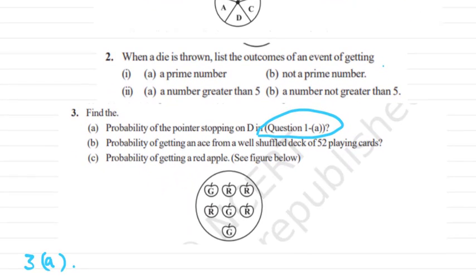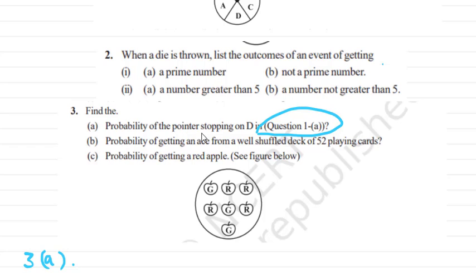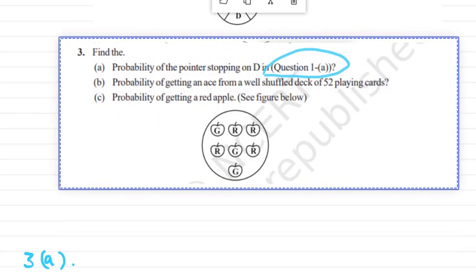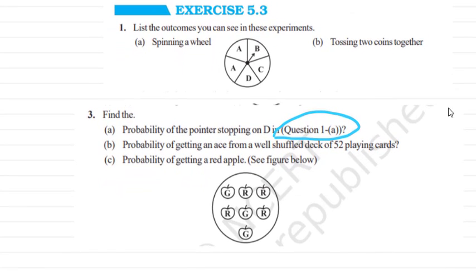Now let's look at the question. Here it is saying to find the probability of a pointer stopping on D in question number 1a. So let's see question number 1a. Here this is question number 1a. So you need to find out the probability of the pointer stopping at D. Okay, so here you can see how many D you have here, 1 D. So here you can say how many favorable outcomes you have.